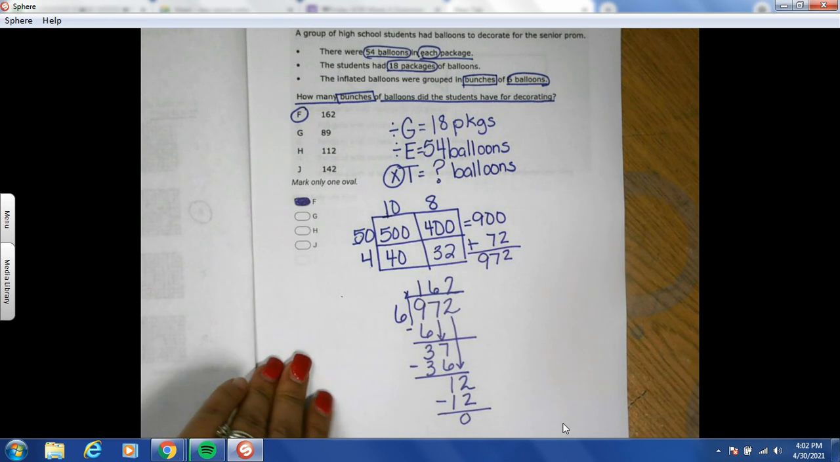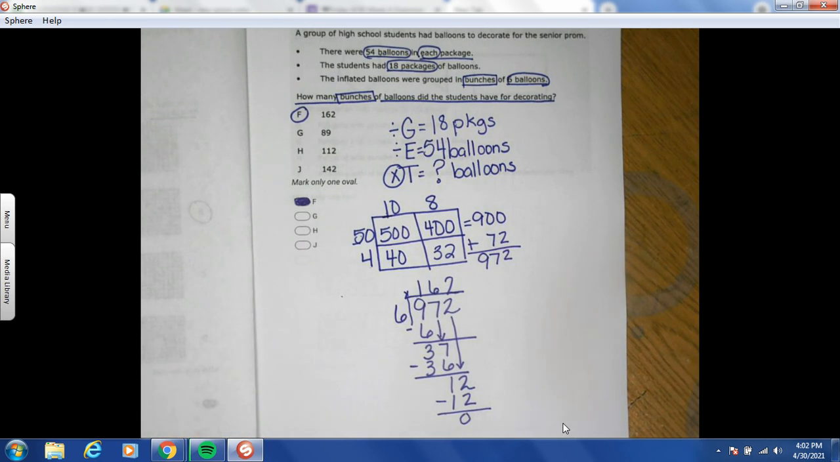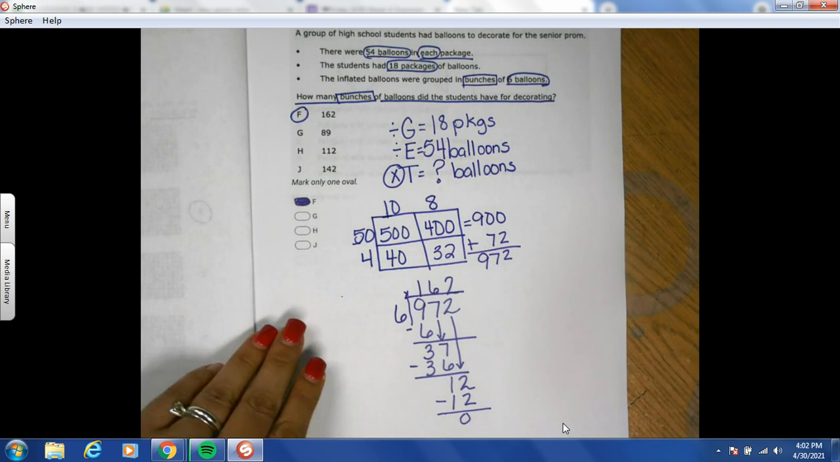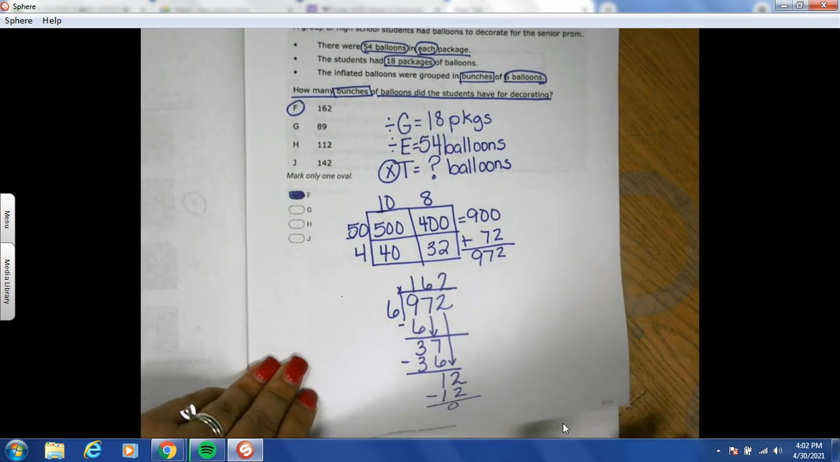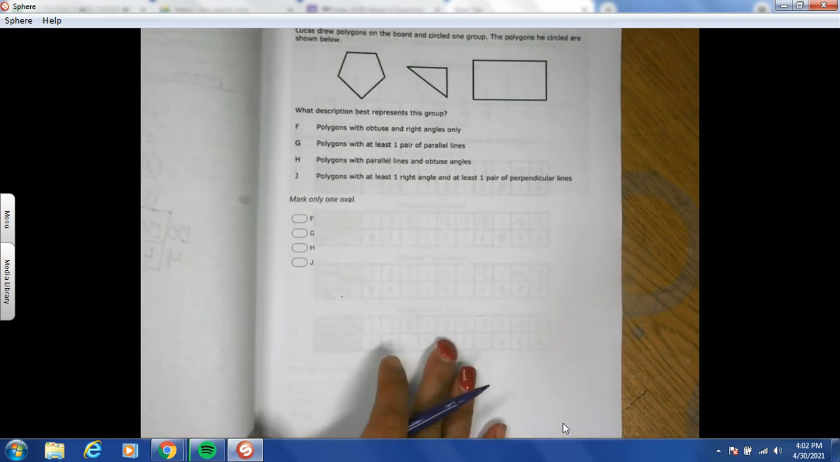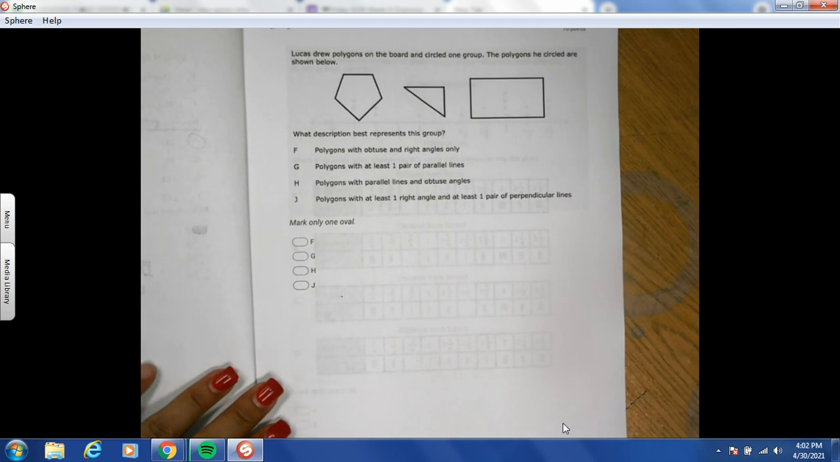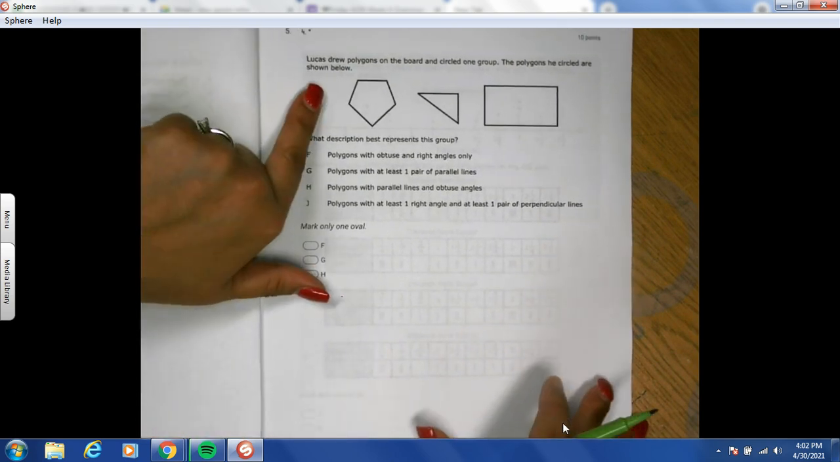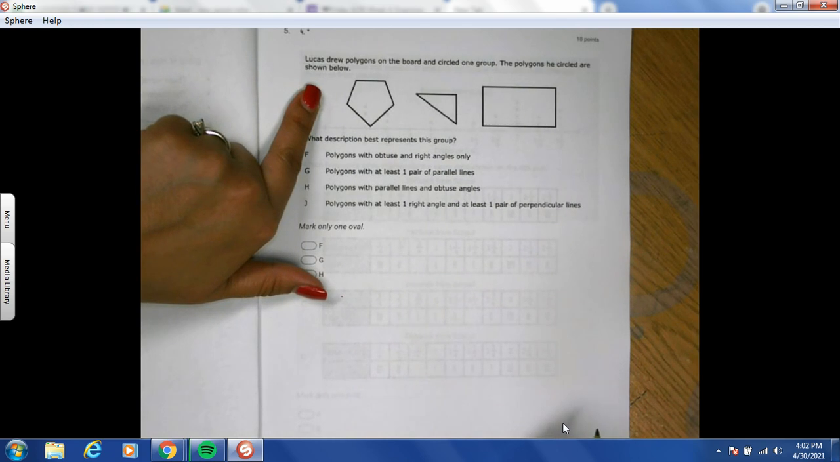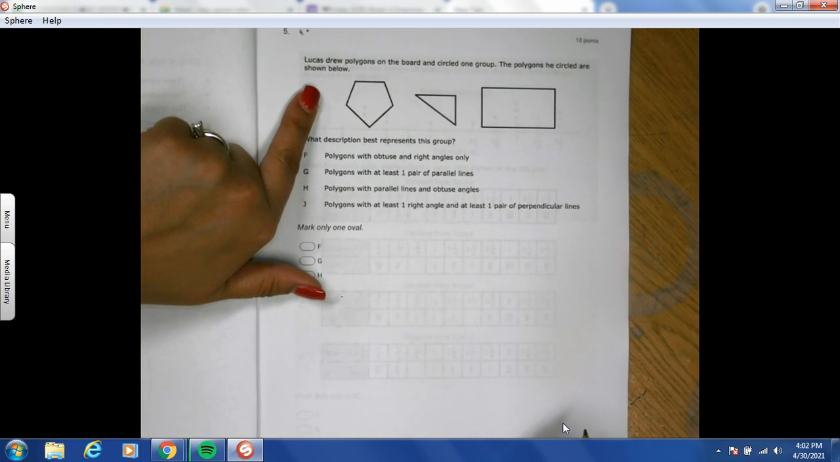All right, now I want you to go to number 12, and number 12 is going to be on page 110. Turn your packet to page 110, and it's going to be on polygons. It says Lucas drew polygons on the board and circled one group. The polygons he circled are shown below.